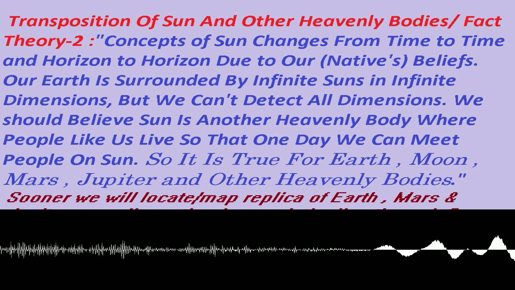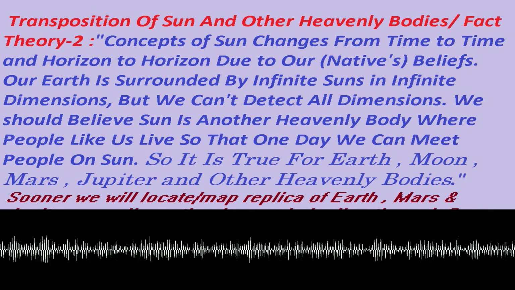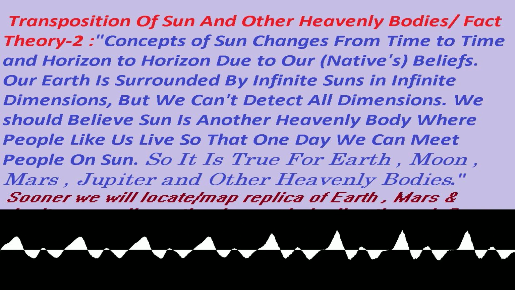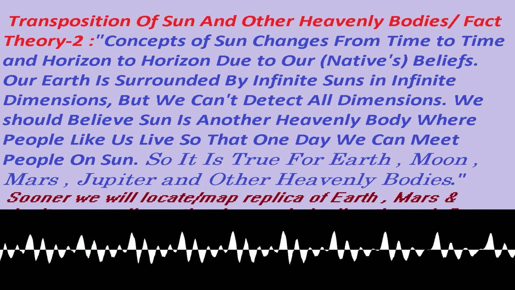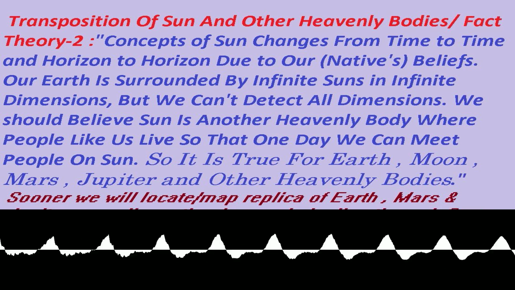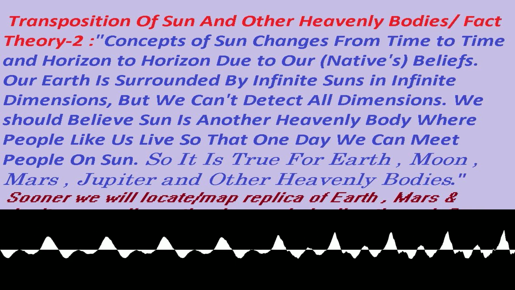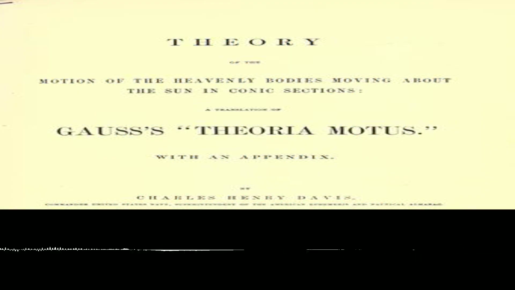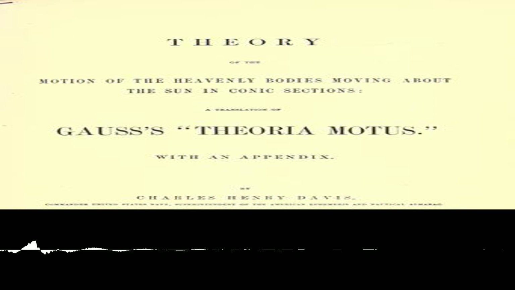The enduring legacy of Theoria Motus can be seen in the modern practice of astronomy. The method of least squares remains a foundational tool in data analysis. Observational astronomers continue to apply the principles of error analysis and statistical inference in their work, tracing their origins back to Gauss' pioneering efforts. Modern computer algorithms for orbit determination, while employing sophisticated computational techniques, are still rooted in the principles and methodologies that Gauss established.